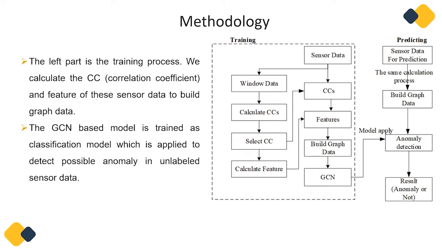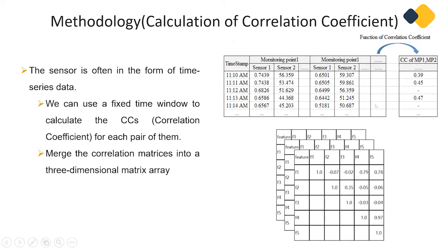In the left part is the training process. We calculate the correlation coefficient and feature of this sensor data to build graph data, and then the GCN-based model is trained as classification model, which is applied to detect possible anomaly in unlabeled sensor data. Then I will introduce the 3 steps of the methodology. The first step, the calculation of correlation coefficient.